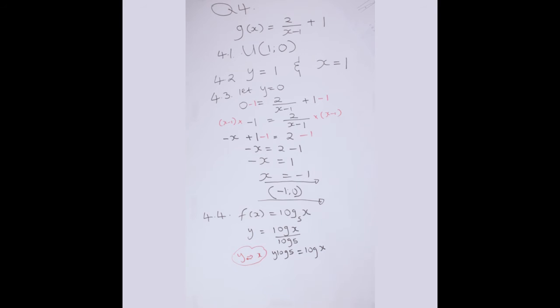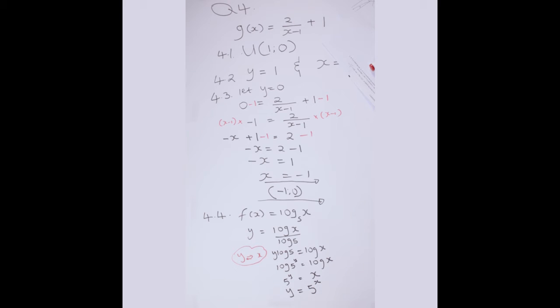And then y log 5 can be rewritten as log 5 to the exponent y, which will be equal to log of x. And now if you look at it, you have log with 5 to the exponent y on one side and log x on the other, so you can change it. Then you have 5 to the y equals x. And in this way, you need to write it as y equals something. So your answer therefore will be y equals 5 to the exponent x.